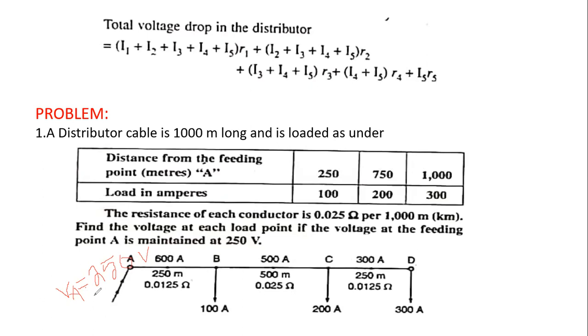Okay, this is the distribution fed at a single end, or one end. We are feeding the A point. That is, 250 volts is feeding this distributor, and there are three loads, that is I1, I2, I3. These are the three loading points. Understand?